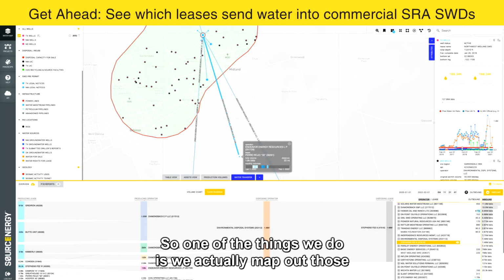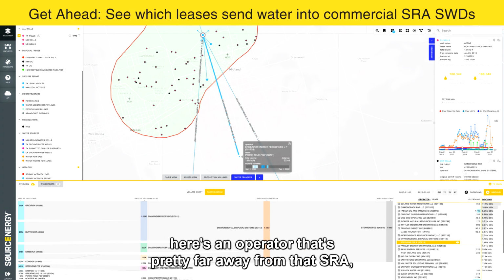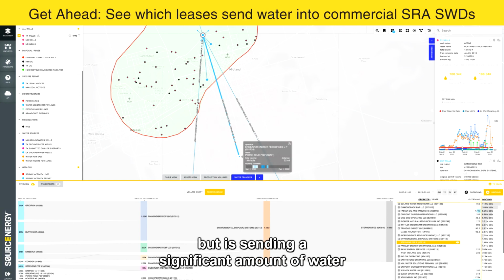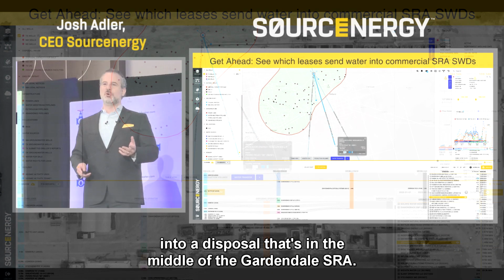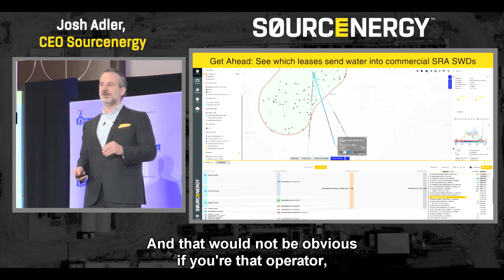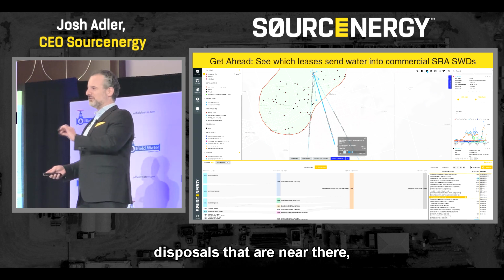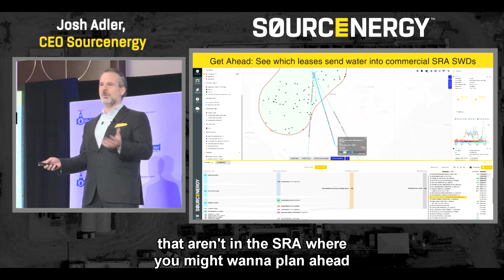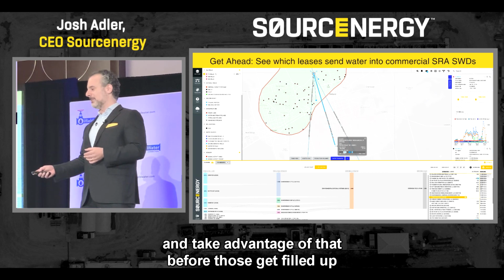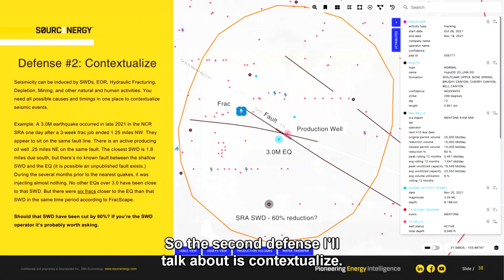So one of the things we do is we actually map out those flows of water. So you can see in this case, here's an operator that's pretty far away from that SRA, but is sending a significant amount of water into a disposal that's in the middle of the Gardendale SRA. And that would not be obvious if you're that operator. But there's a lot of other opportunities at commercial disposals that are near there that aren't in the SRA where you might want to plan ahead and take advantage of that before those get filled up by others getting ahead of you. So the second defense I'll talk about is contextualized.